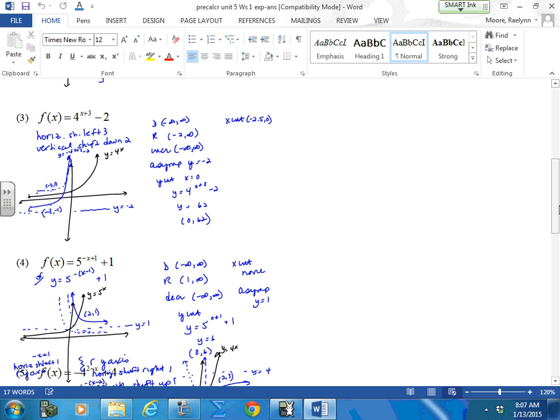Okay, parent graph, 4 to the x. What is this plus 3 doing? What's that plus 3 do when it's next to the x? Horizontal shift which way? Left, the opposite way. Now that would affect my domain. However, my domain is all real numbers, so there's no effect on that one. So your domain still stays the same. You shifted left 3, horizontal shift. Make sure you use the right words. And then a vertical shift down 2.